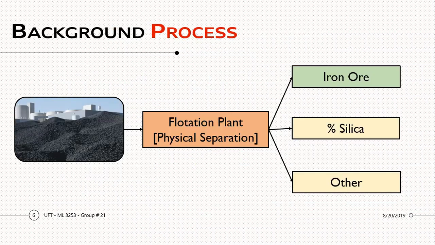This diagram shows the high-level process of the flotation plant that uses a physical separation process to remove impurities from the iron ore concentrate. You start by inputting the concentrate into the flotation plant. The plant will remove silica and other impurities by physical separation means, and as a result you will have a refined iron ore concentrate. Next, we will look at our dataset and solution aspect.